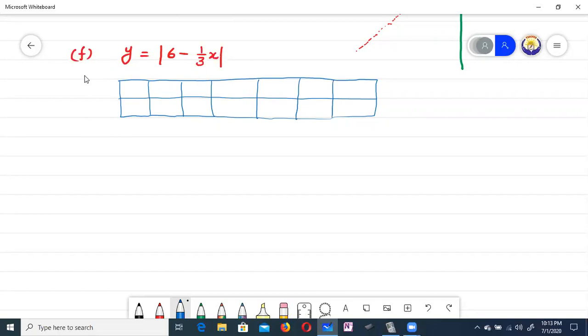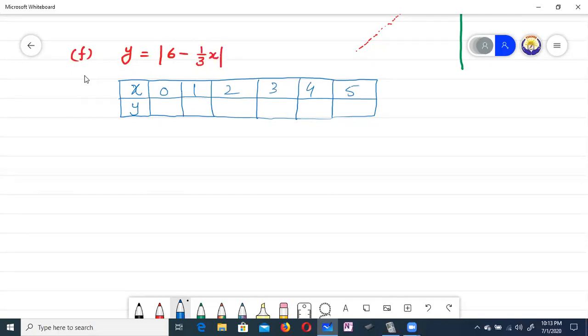To draw any straight line, we need at least 2 points. With 1 point we cannot draw any straight line, because from 1 point infinite straight lines can pass. From 2 points only 1 line can pass, but if we take more than 2 points here, then the line will be more accurate. Here x, here is y. First of all, we are writing here x as 0, then 1, 2, 3, 4, 5.